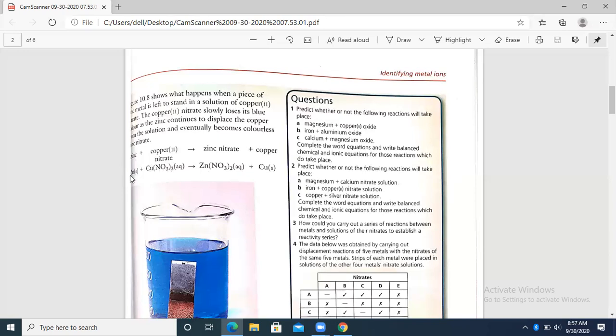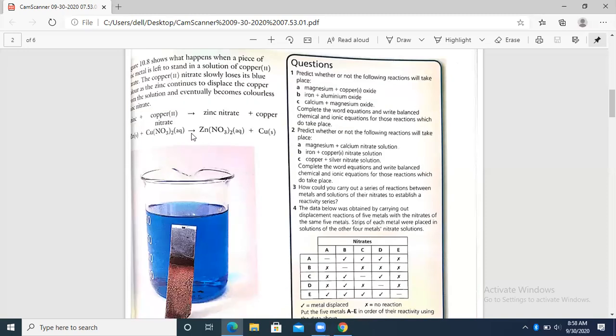See, instead of copper, zinc came here. That's why we get zinc nitrate. So this is happening in the case of an aqueous solution. Zinc is above copper in the reactivity series. So what happens when a piece of zinc metal is left to stand in a solution of copper dinitrate? The copper dinitrate slowly loses its blue color. You know copper has a blue color. The copper dinitrate slowly loses its blue color as the zinc continues to displace the copper from the solution.